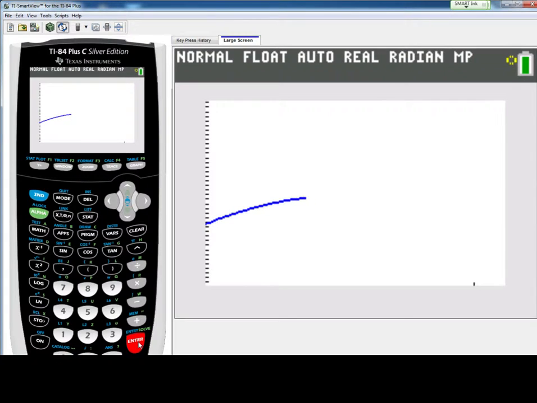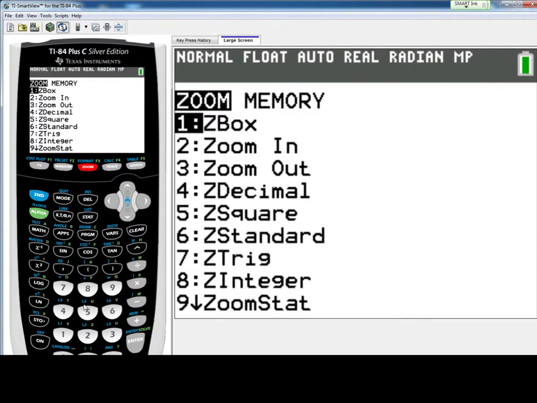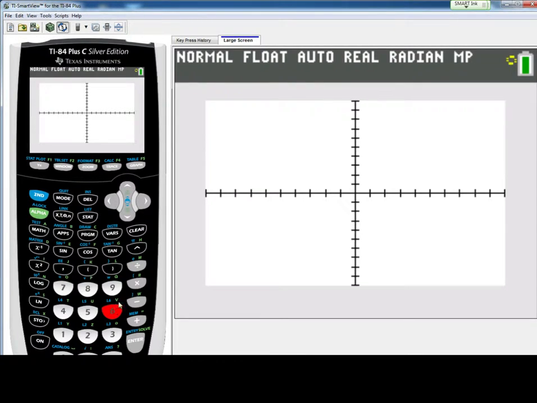Let's see here. What did I do? Let me go back to standard. Zoom 6. Hallelujah. Okay, and what I want to do.